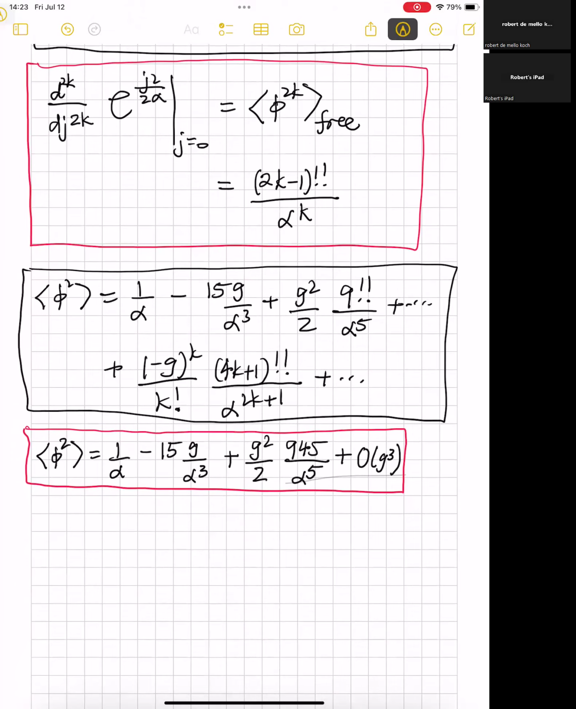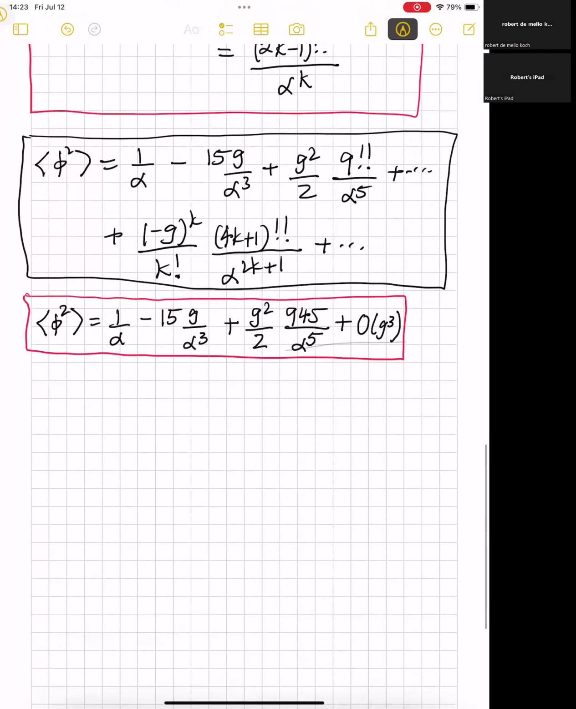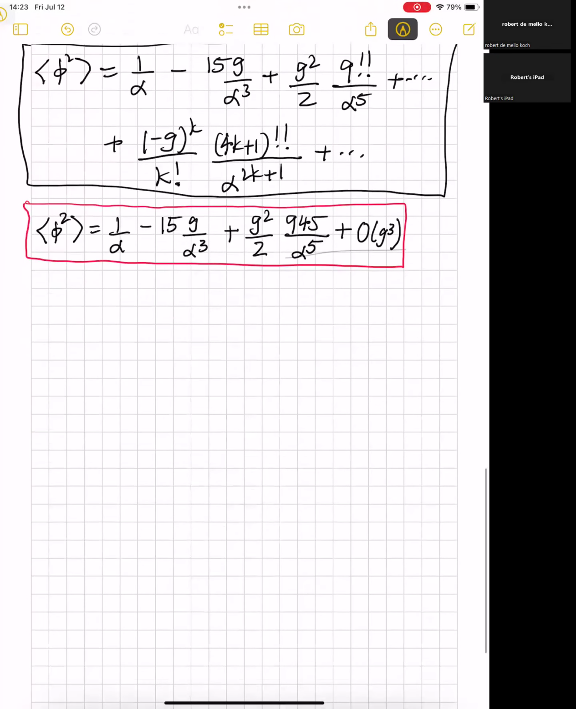And if we've got 2k derivatives acting on e to the j squared over 2 alpha, we know the answer is (2k minus 1) semifactorial over alpha to the k. So using this inside the 2-point function, we got that formula in the black box. And now at the red box, I've just written it out with the first 3 terms. And you can see it's 1 over alpha minus 15g over alpha cubed plus g squared over 2 times 945 over alpha to the 5. What we now want to do is reproduce that last red box on the page using the Feynman rules.